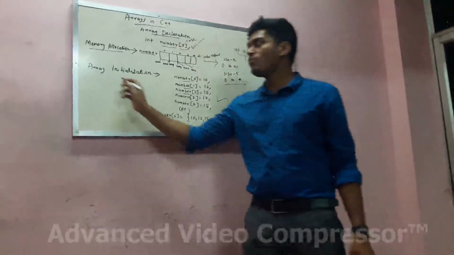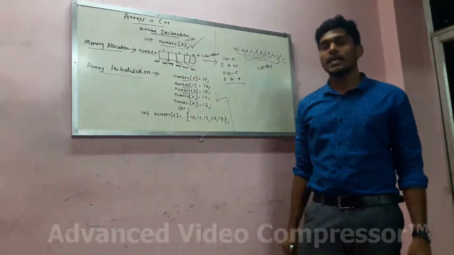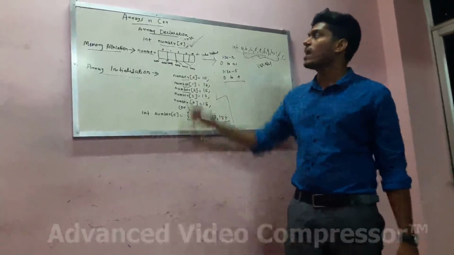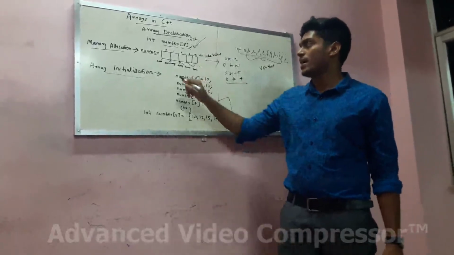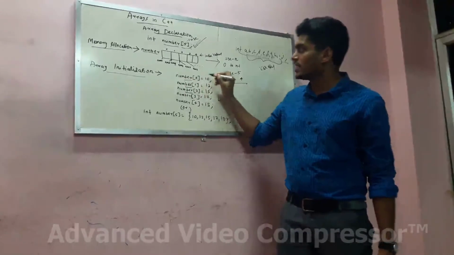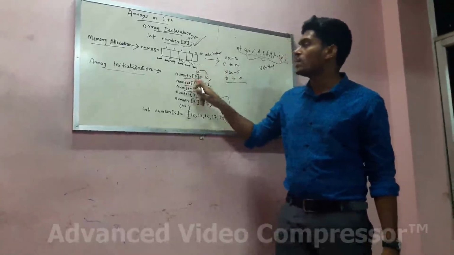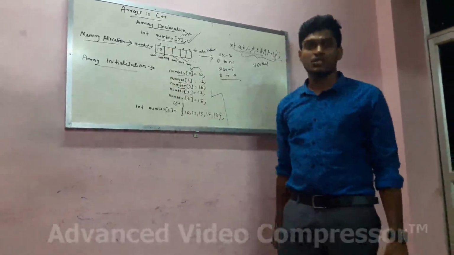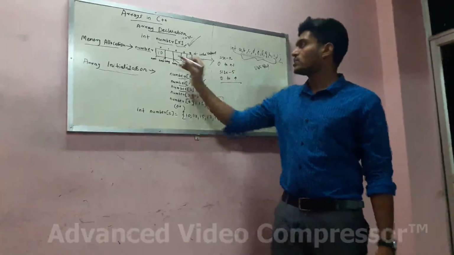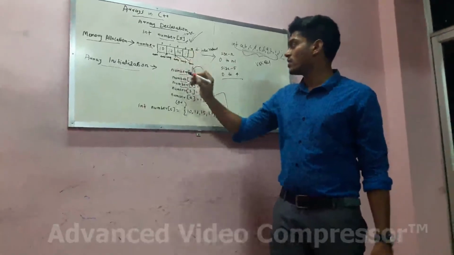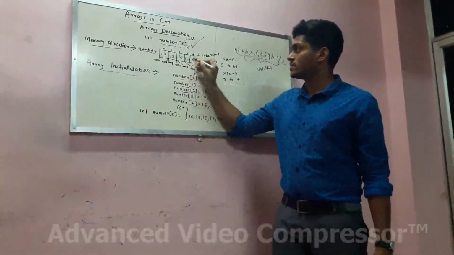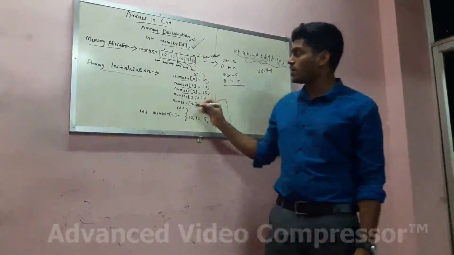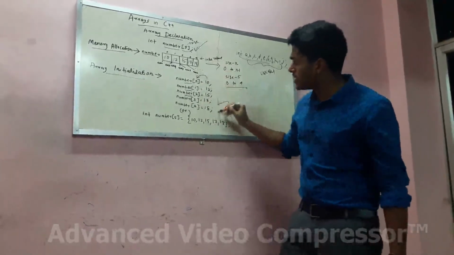And how will we initialize the values into the array? It can be done by using, after declaration, number of 0 is equal to 10. That means 10 will be stored in position 0 of the array number. That means 10 will be initialized here. Like that 12, 15, 17, 18. So this is how we are initializing data into the array, with the declaration and these initialization steps.